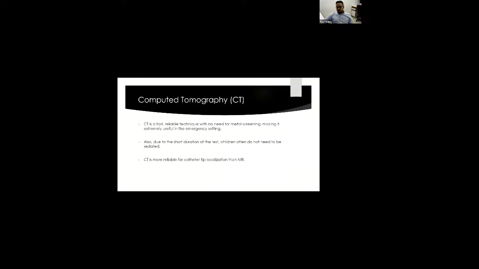So moving on to the imaging tools, first of all, let's talk about CT. CT is reliable, fast, and with no need of metallic screening. It's extremely useful in emergency settings. It's also very useful in pediatric patients because they do not require sedation.